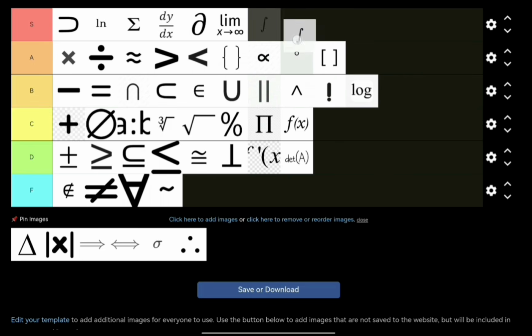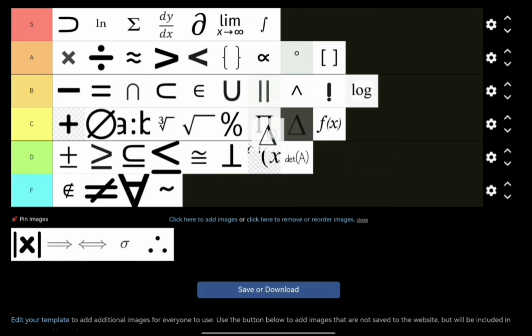Integrals, this is just S tier because look at those curves, look at those everything. It's perfect, you know. Delta, it's kind of boring. I'll say C tier.